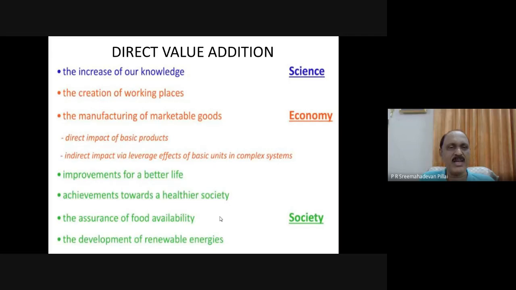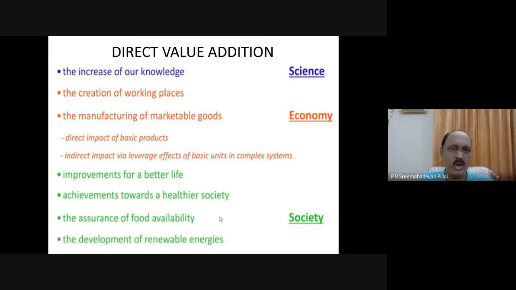Innovations have to have a direct value addition. Otherwise, it's not much use. Value addition means it should be positive value addition. As we used to always say, a knife is a good weapon. In the hands of a doctor, it is a lifesaver. In the hands of a butcher, it's a killing equipment. So it's not the fault of the equipment, it's the way it is being used.